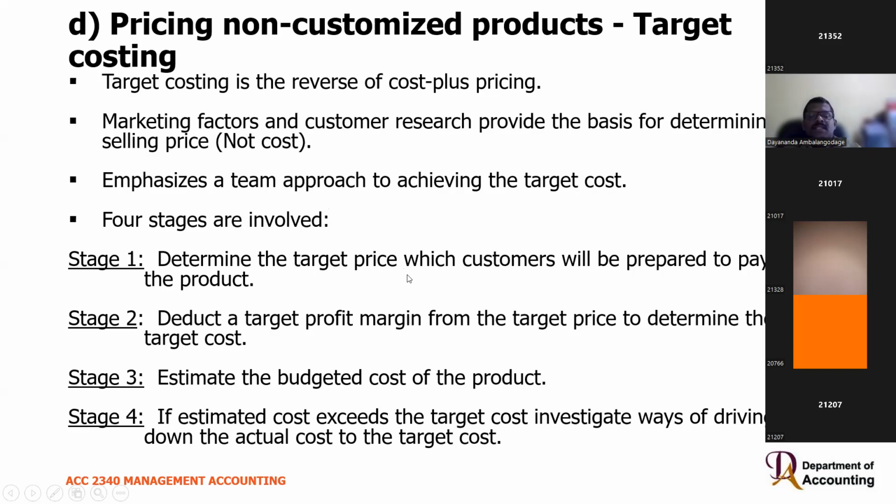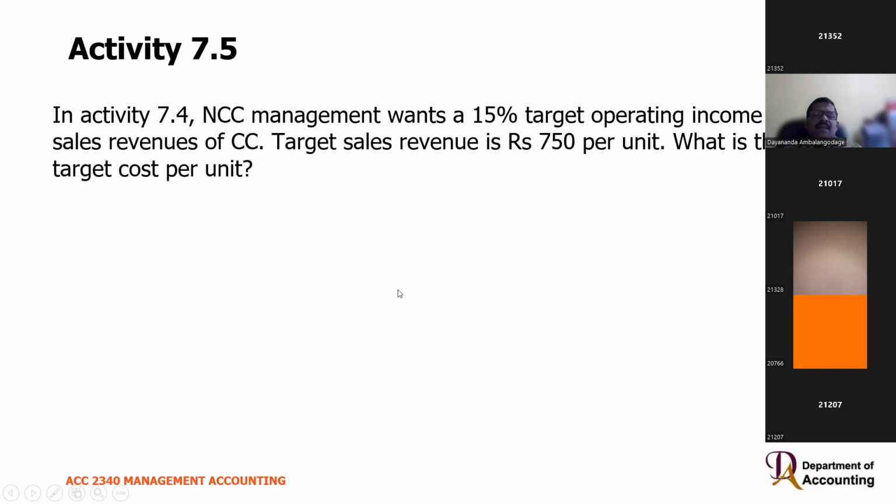Four stages: determine the target price, deduct the target profit margin, estimate the budgeted cost, and if the estimate exceeds the target cost, investigate ways of driving the actual cost down to the target cost. These are the four steps, and even though there are four steps, this is very simple. We'll take one example. In activity 7.5, management wants 15% target operating income on the sales revenue. Target sales revenue is 750 per unit. What is the target cost per unit?